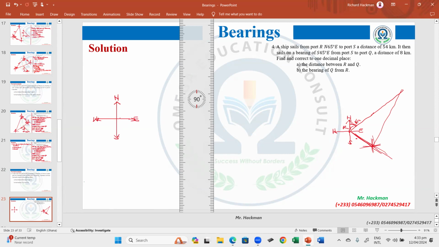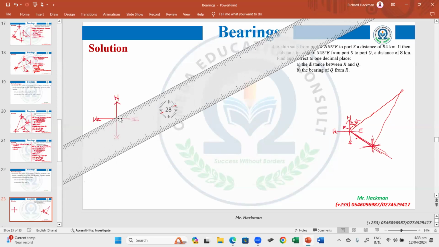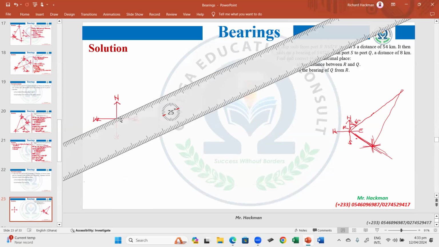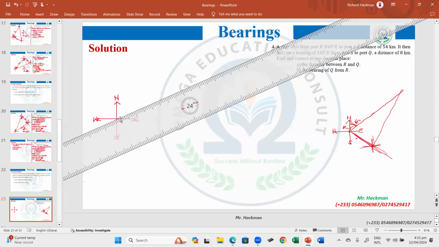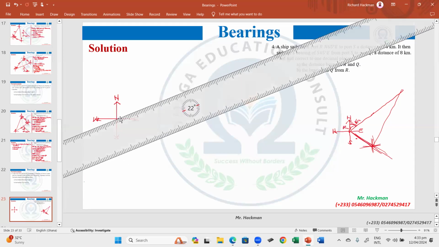Okay, so now the first one, we said the bearing is north 65 degrees east. So you need to measure 65 from the north towards what? The east. So that angle will be closer to the east than to the north line. Though you are not drawing to scale, remember the picture should make sense, should be sensible.